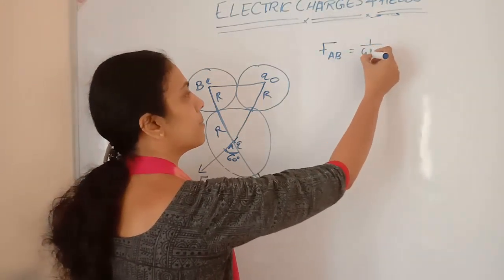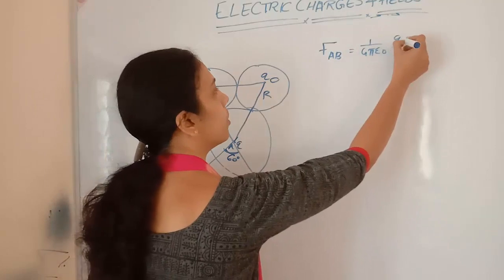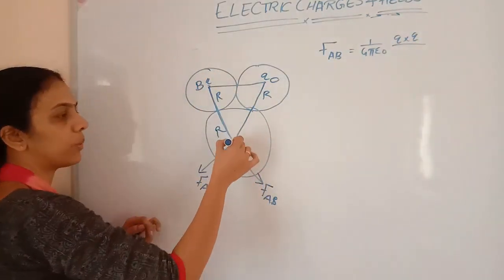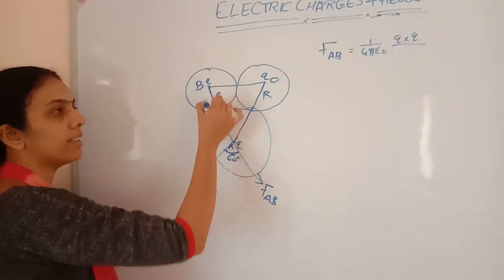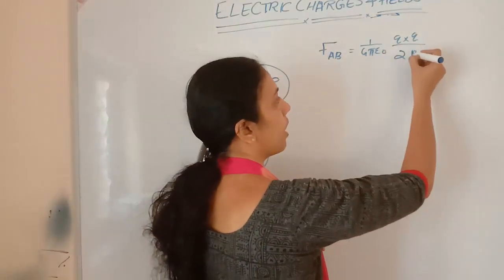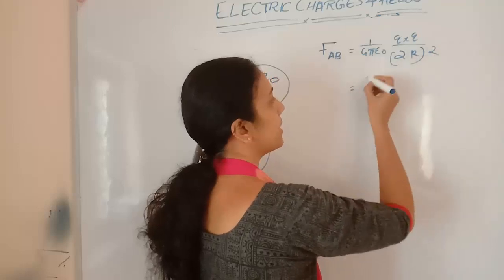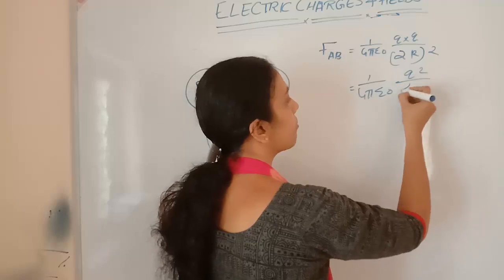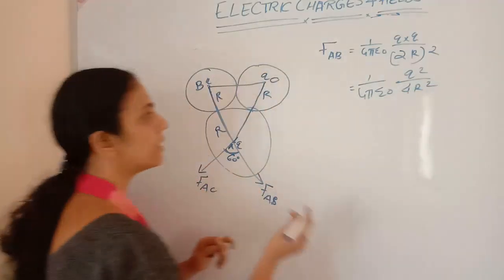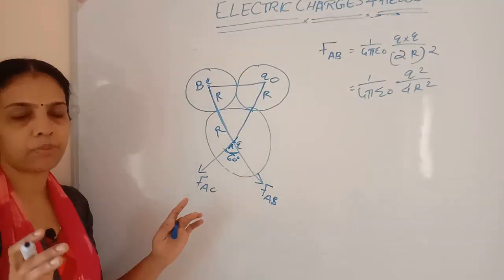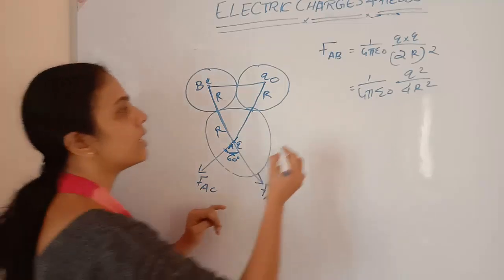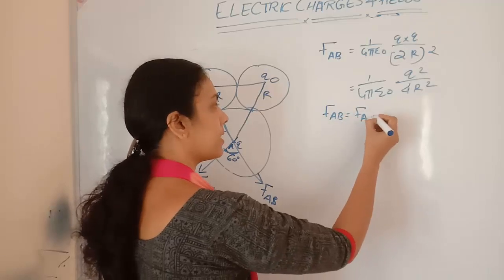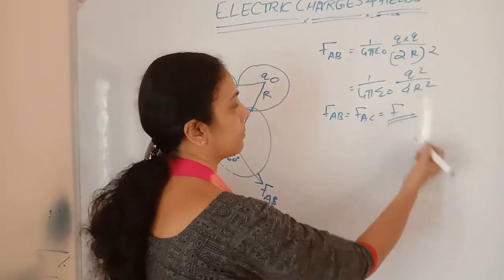1 by 4 pi epsilon 0, Q divided by R square. What is the distance between these two, B and A? This is (2R) the whole square. So we will get 1 by 4 pi epsilon 0, Q square by 4R square. Since charge and radius are the same, the force will be the same everywhere, right? So we can write F_AB is equal to F_AC, which I am taking as F.